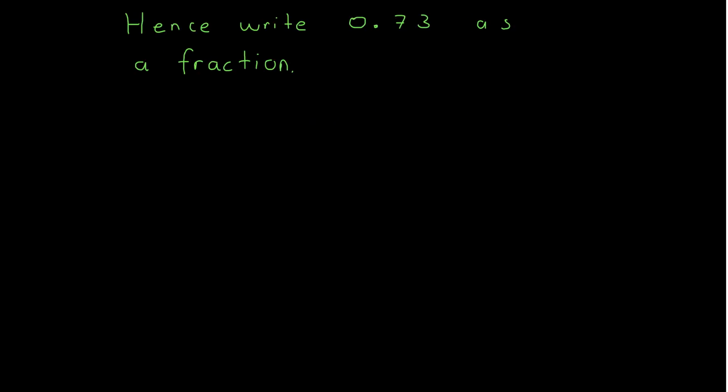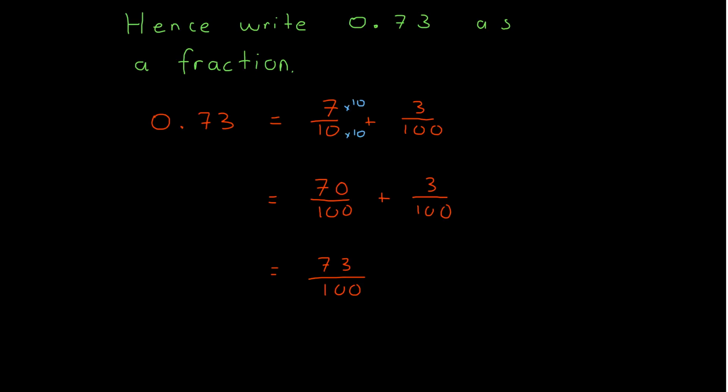Okay, let's look at the next question. I now want you to write 0.73 as a fraction. So pause the video and have a go. I hope you're done. So the first thing I realize is 0.73 is 7 over 10 plus 3 over 100. I saw that from the last question, but let's make a common denominator.